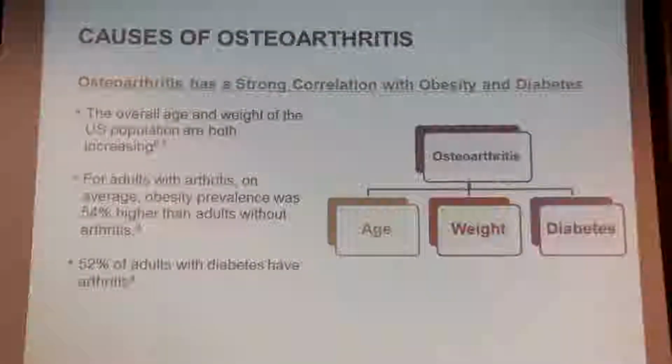So, causes of osteoarthritis. We know, at least in our current state in the U.S., that we don't have an exact cause of osteoarthritis. We think it's mostly multifactorial. We know that weight and diabetes have a big portion to do with it, as well as genetics, as well as injuries, as well as other factors associated with knee pathology.